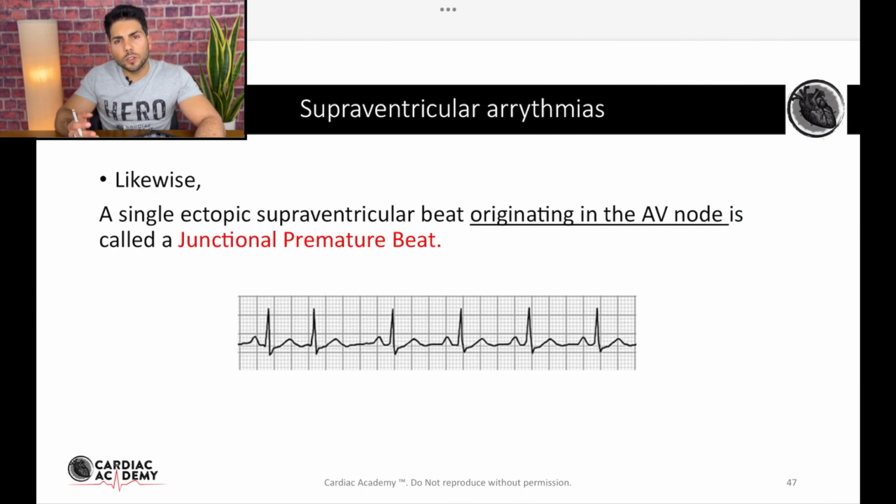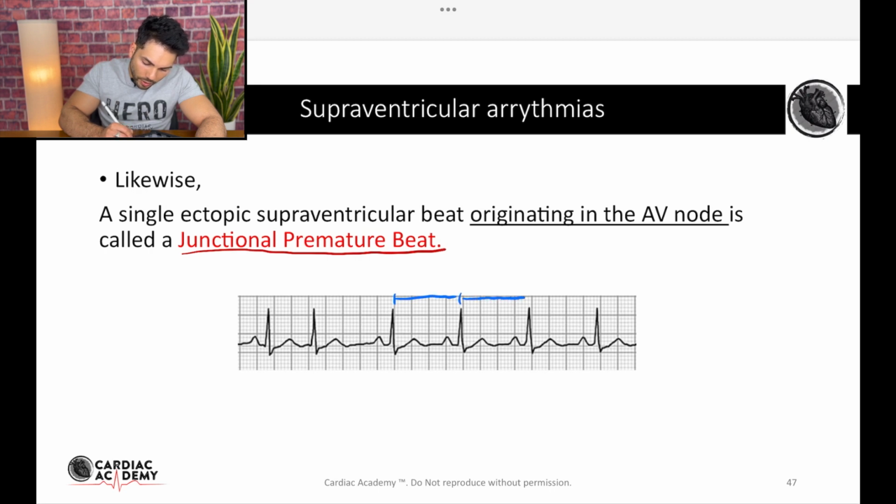Likewise, we can have depolarization occurring at the level of the AV node, and in that case, it's called a junctional premature beat. If we look at this example, we can see that these depolarizations that we're seeing here are regular. And they also share a P wave before them, same morphology. So these depolarizations are occurring at the level of the SA node. However, if we look at the previous depolarization, we can see that it's faster and there is no P wave. So that means that it's junctional.